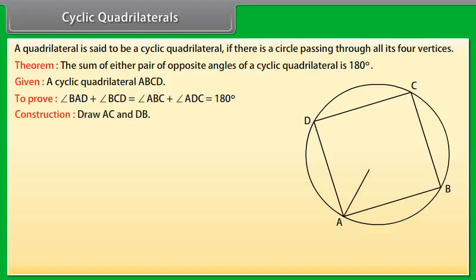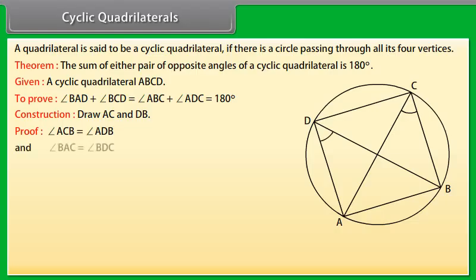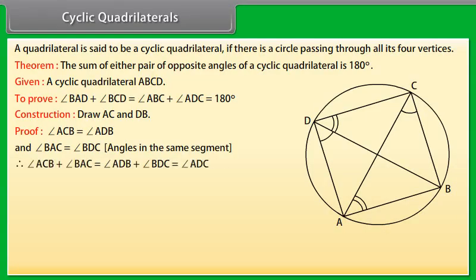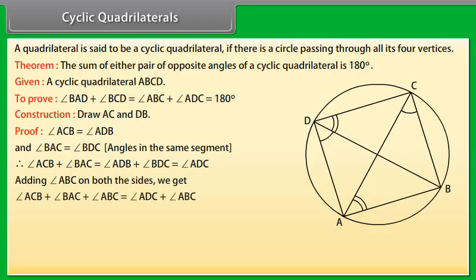Construction: draw AC and DB. Prove. Angle ACB is equal to angle ADB and angle BAC is equal to angle BDC, because these are the angles in the same segment. Therefore, angle ACB plus angle BAC is equal to angle ADB plus angle BDC, which equals angle ADC. Adding angle ABC on both sides, we get angle ACB plus angle BAC plus angle ABC, which is equal to angle ADC plus angle ABC.